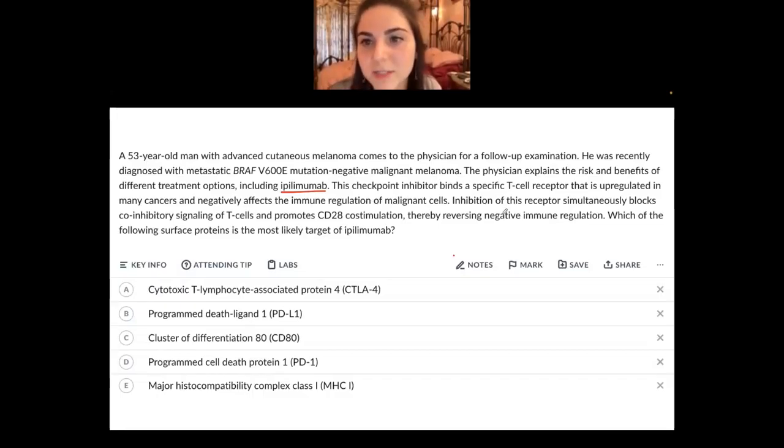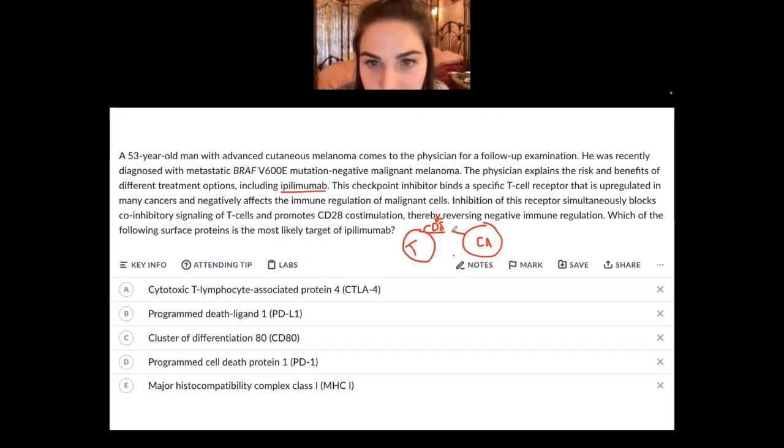Cool. Inhibition of this receptor simultaneously blocks co-inhibitory signaling of T cells and promotes CD28 co-stimulation, thereby reversing the negative immune regulation. I agree, the wording of this is kind of confusing, but this is basically saying we have a T cell. We're going to talk about the co-stimulatory signals. It has CD28 on its surface. And then the cancer cell. Normal co-stimulatory signals are B7.